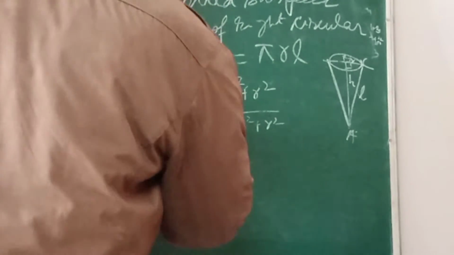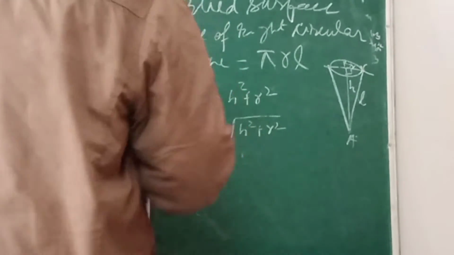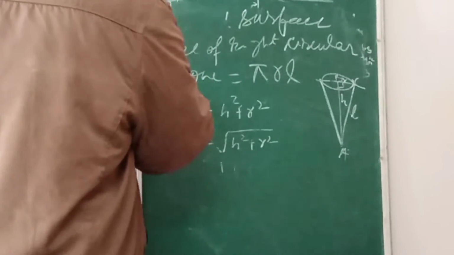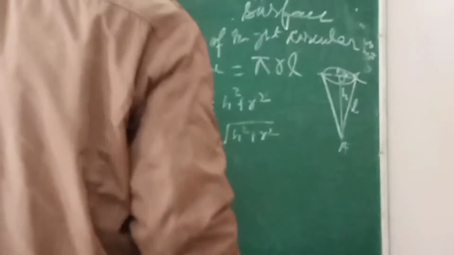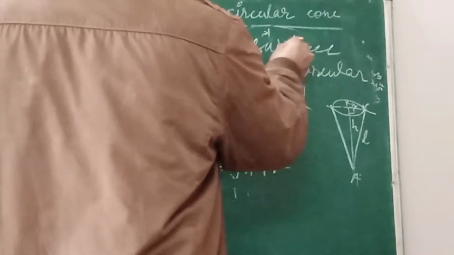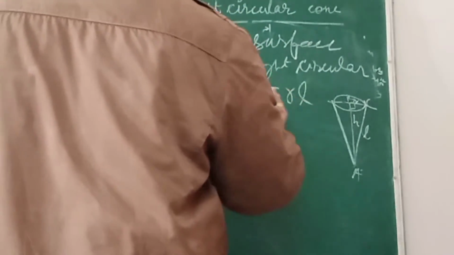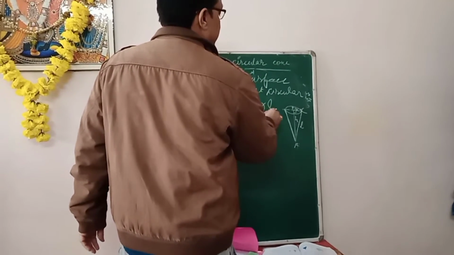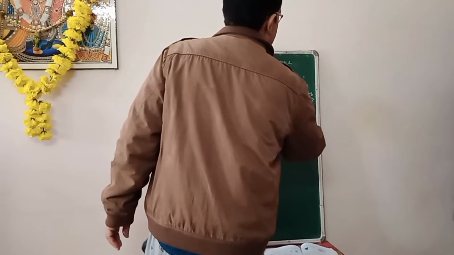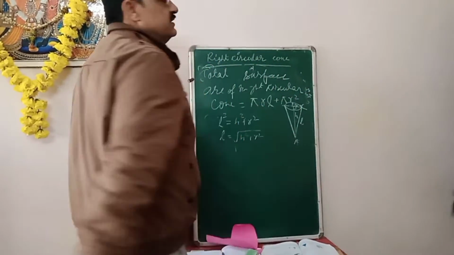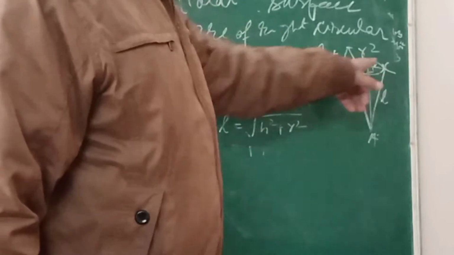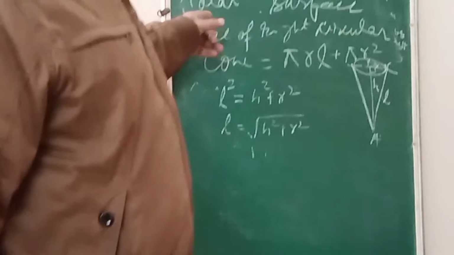So what will be the total surface area? Total surface area, here only I am writing in place of curved, if it is total surface area, total surface area of right circular cone. This is curved surface and plus this pi r square, area of circle. Area of circle is added in curved surface area to make it total surface area.